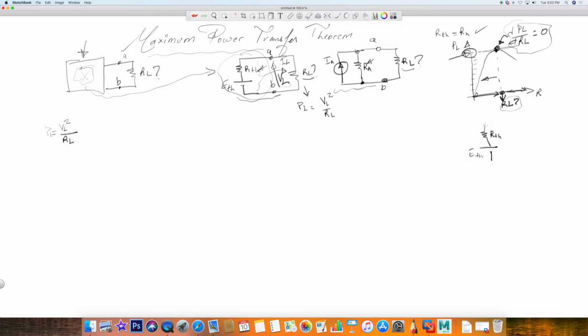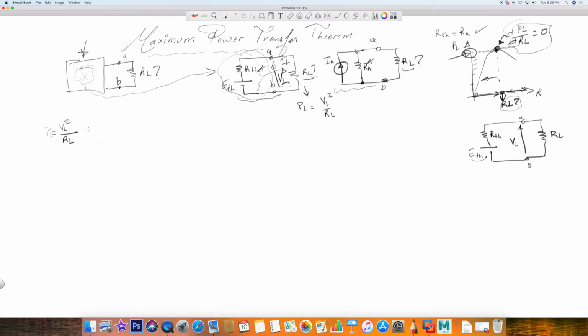Now you could use Norton if you want. And VL, or VAB if you want to call it that way, will be the voltage drop between these two points when you have a load, RL. So we know that VL is related to ETH by the voltage divider rule.